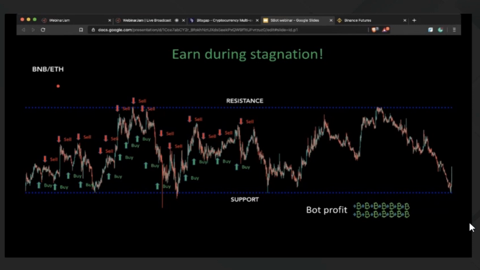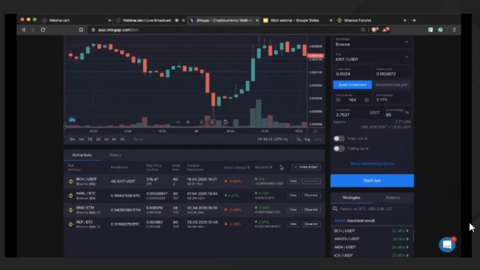So tell me, guys, how many of you are using the Sbot or Classic Bot on the sideways market? I can see that there are some questions about the grid spacing. Yeah, about the grid spacing. Just keep in mind that we take into account the fee.